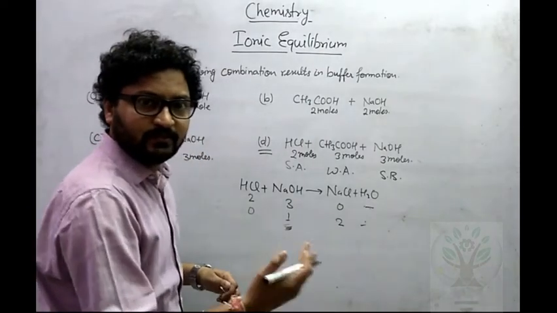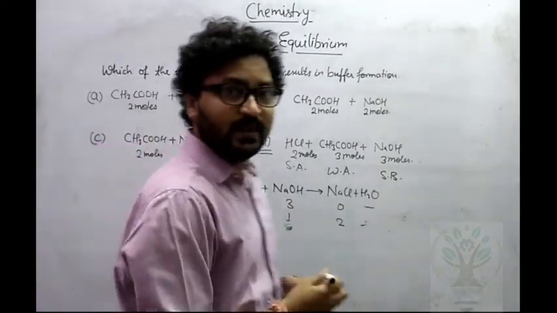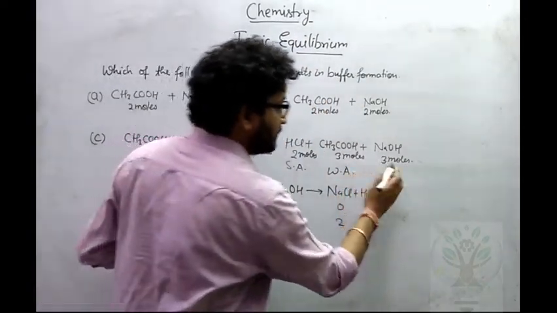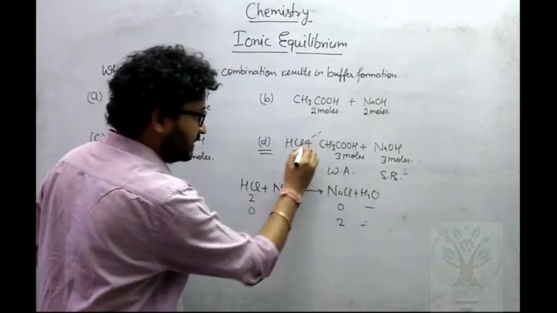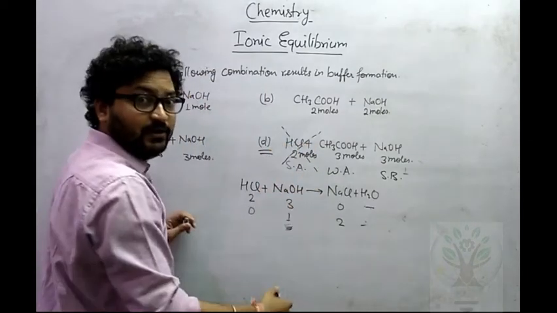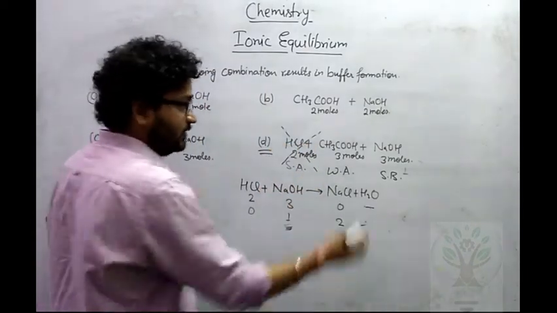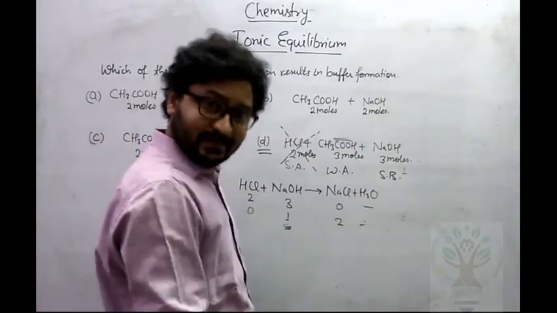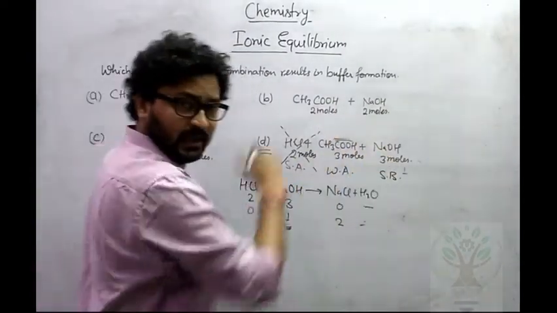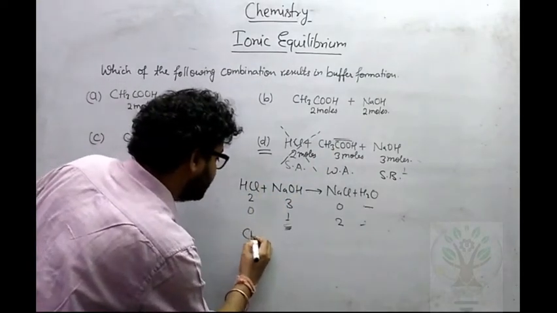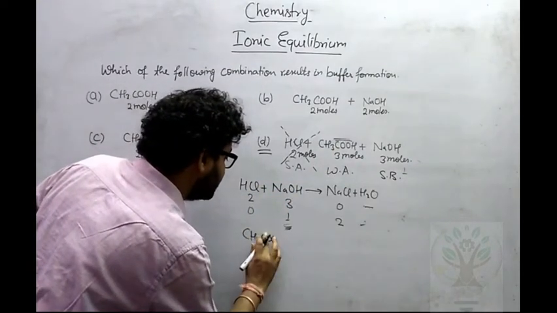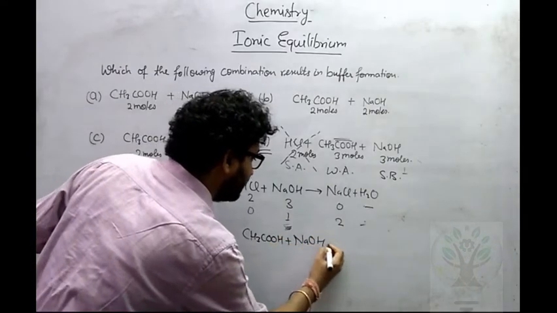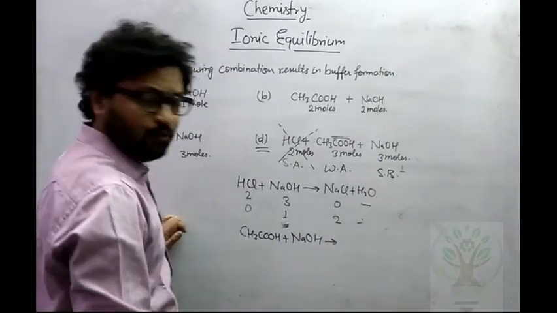So will this battle stop? No, this battle will not stop because you have 1 mole of NaOH left. Now HCl is dead. Now it's time for revenge. Who will take the revenge? CH3COOH. It is also a weak acid, but it is an acid and it is an enemy of NaOH. So now what will happen? This CH3COOH will say it's time for revenge. It's time for revenge.